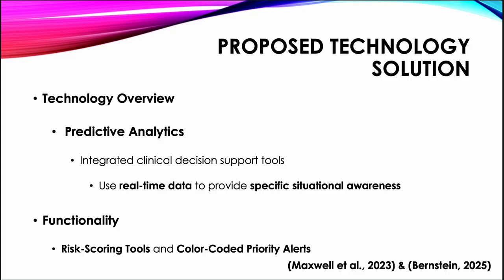Unlike traditional retrospective reporting, this tool is able to use real-time data streaming and provide more accurate and specific situational awareness for clinical staff. The core functionality includes automated and updated risk scoring tools and color-coded priority alerts. Through the transformation of physiological data into a visually striking risk trajectory, the technology can assist the DNP-led team in moving from a reactive stance to a more proactive one.